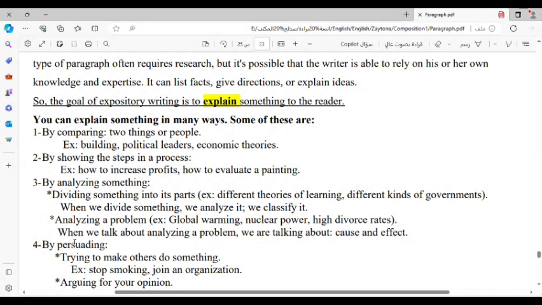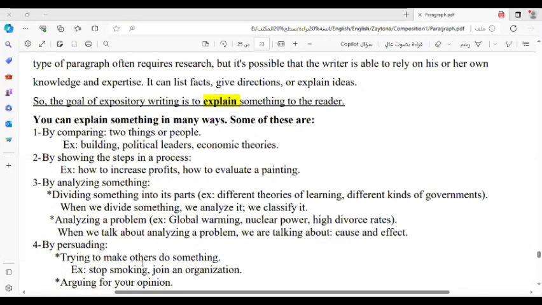By persuading, the word persuade, it means like to convince. Persuade, it means like to convince. I will write it in the chat. Convince means like يقنع. Okay, persuade or convince, the same meaning.